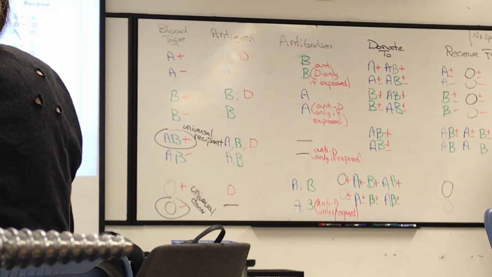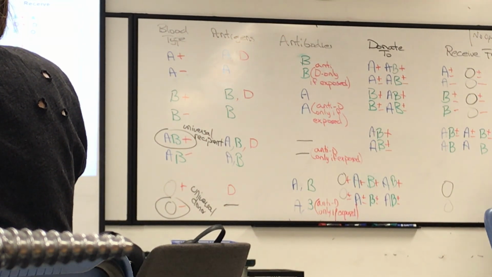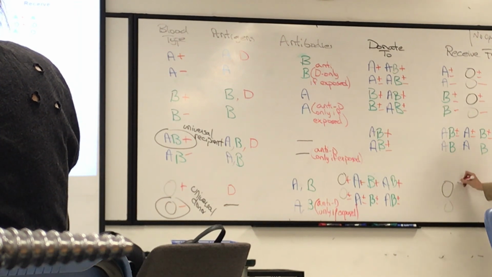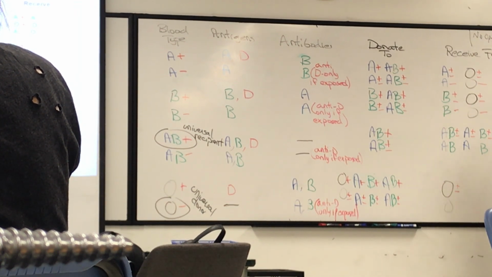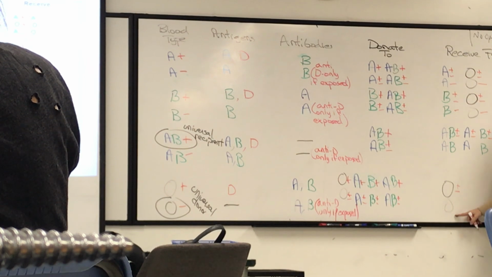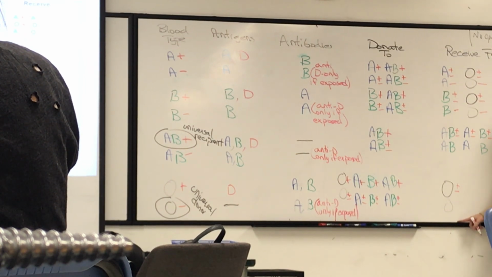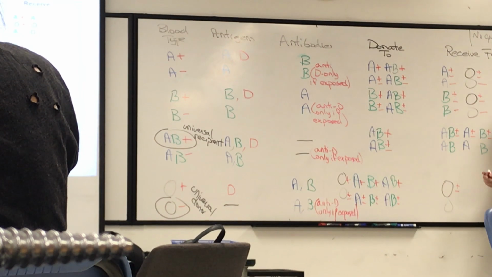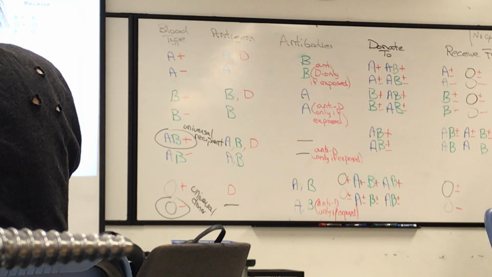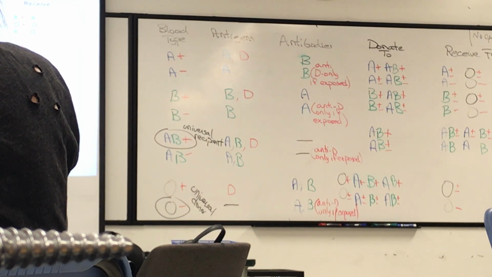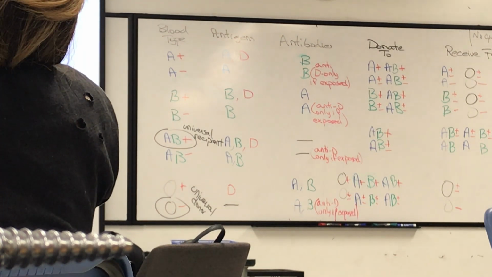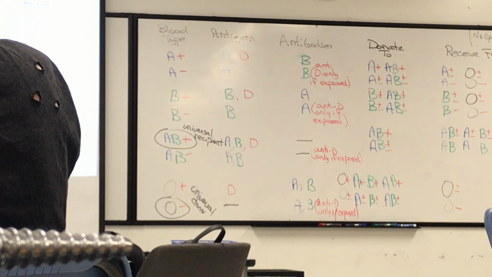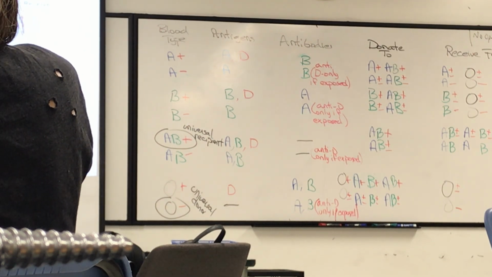Now, O positive can receive O positive or O negative, and our altruistic O negative that could donate to everybody can only get O negative. So altruistic type O negative has to find itself its own blood type as a transfusion source. Okay?